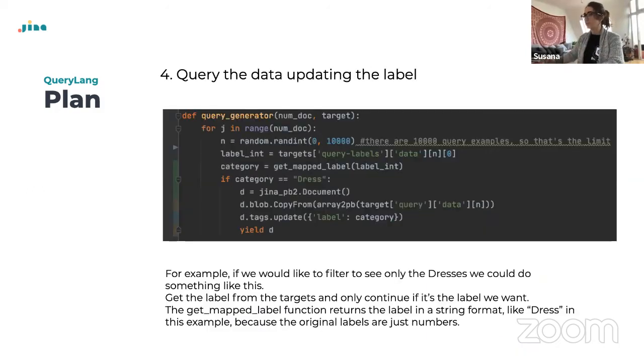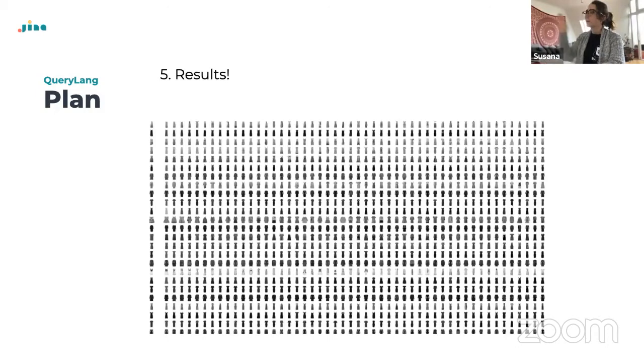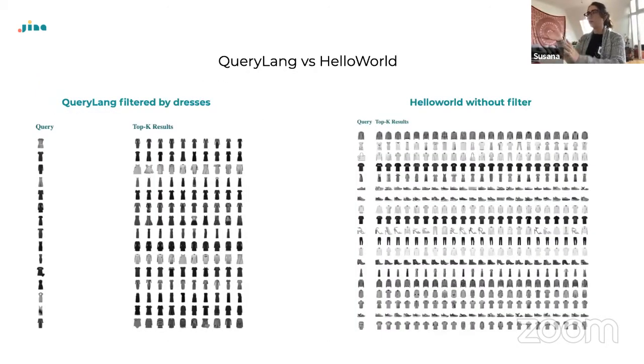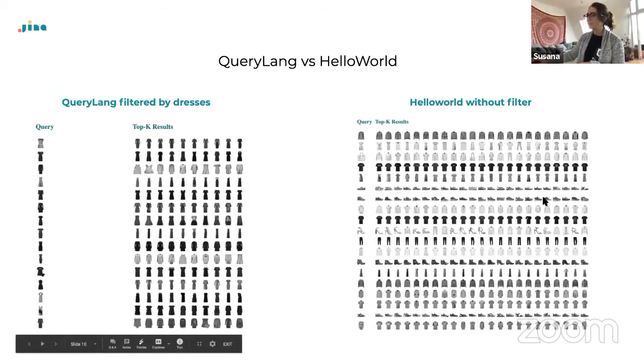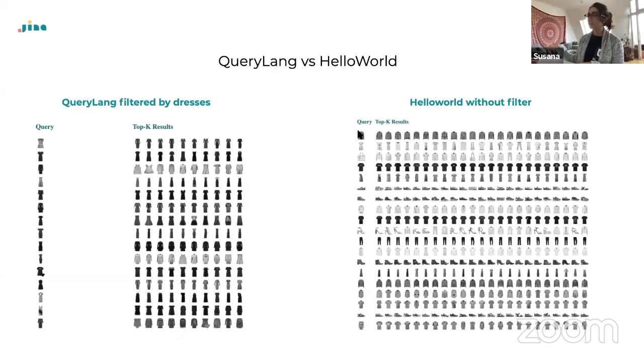Let me see, there's something else here. I'll just show you also the example, and here are the results. I think I made a comparison. I can never pronounce that word, but you know, like when you see two things. So there is the hello world here on the right, where you have all the categories, and on the left side you can see that I query by dress, I think in this case. So this is how they both differ from each other.